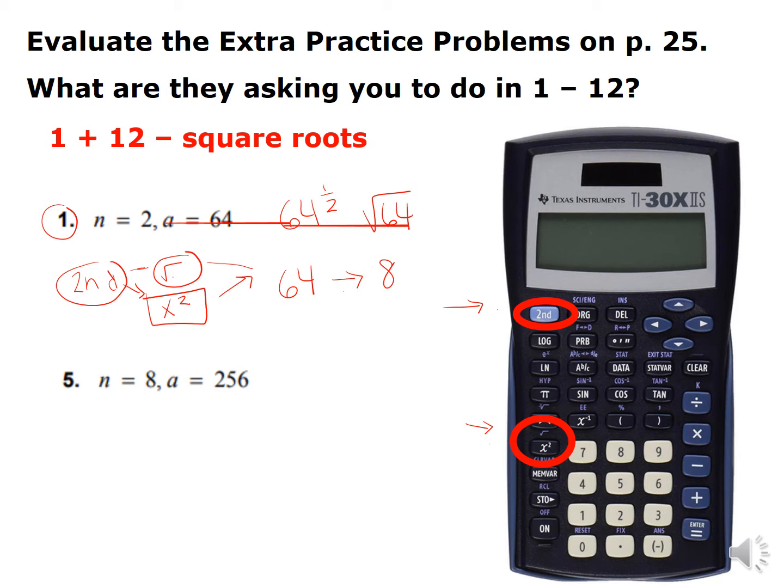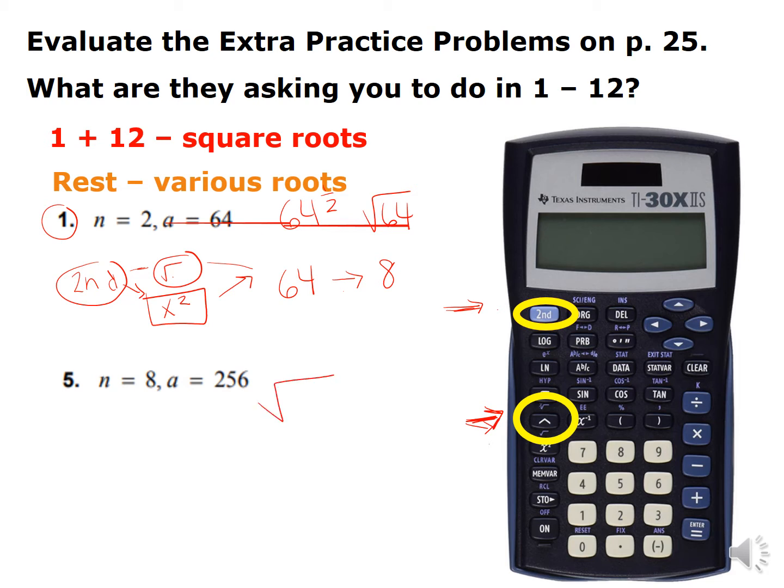Okay, this next one, these are all various roots, and you're going to use a different key. This one's the same, but this one is different. So make sure you notice which key that is. This would be written the 8th root of 256, or 256 to the 1/8. Now, first thing you're going to do is you're going to type in the root. Okay? So you're going to just type in 8, or hit the 8 key.